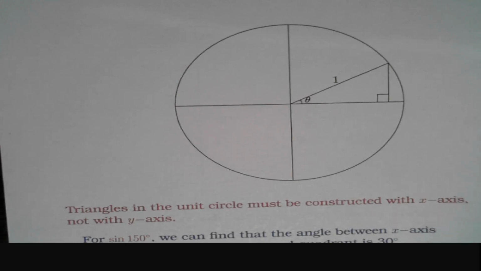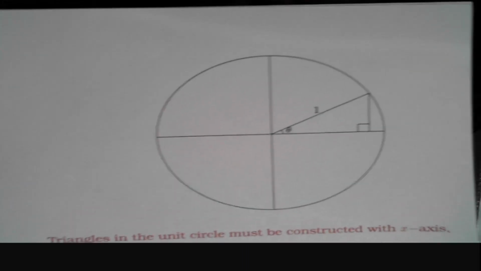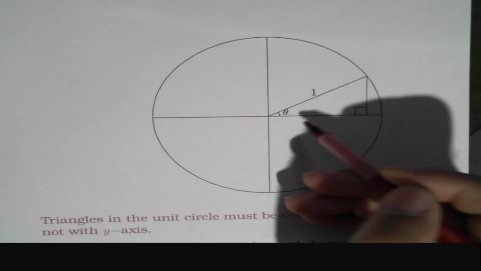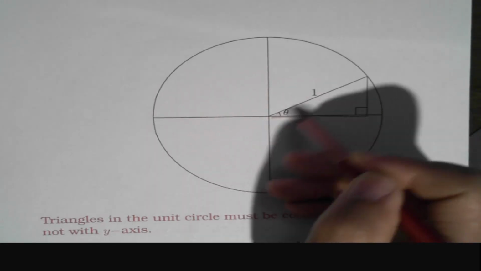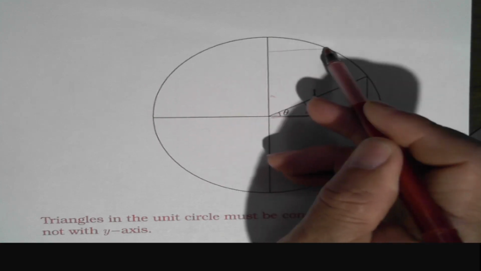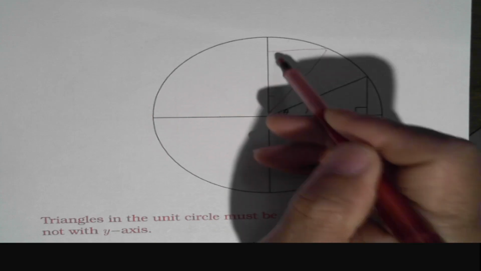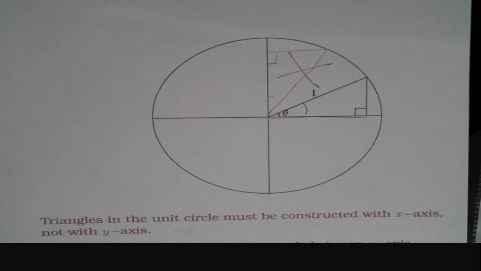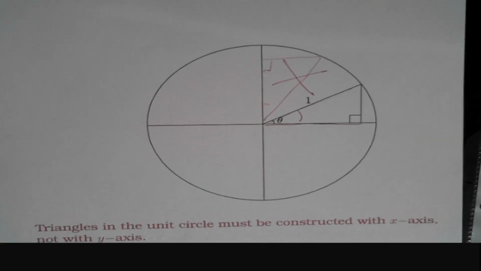Now, in the unit circle, when we analyze a triangle, always make a triangle with the x-axis and the hypotenuse. We never use the y-axis. If you make a triangle like this, then it is totally wrong. Always make the triangle with the x-axis. Then, why do we need to keep this in mind?